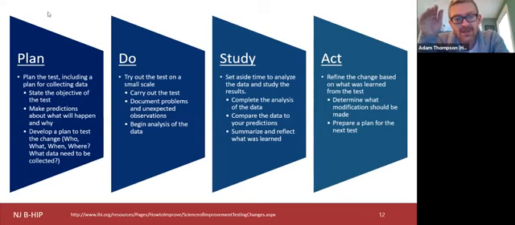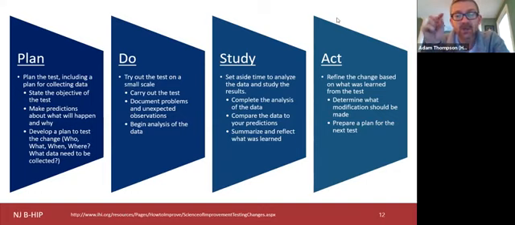You want to come to your conclusion. You want to compare your data back to your predictions, summarize, and reflect what was learned. Were your predictions true? Did what you think was going to happen happen? Did something else happen? And if so, what was that thing that occurred? Because after you have your study phase, what you then want to move into is the act phase.